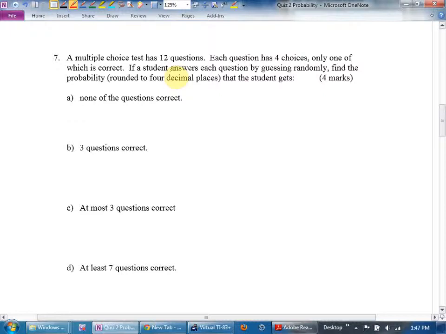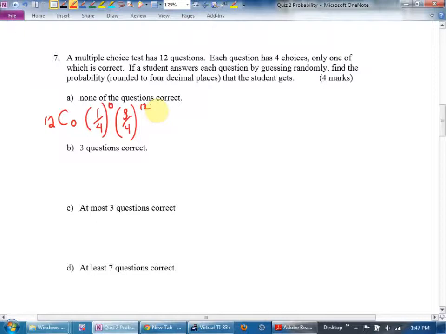What are the odds that a student gets none of the questions correct? Now, I'm going to do this both the long way and the short way. The long way was from 12 questions, choose none correct. The odds of getting it correct are 1 in 4, none. The odds of getting it wrong are 3 in 4, 12 of those. And you can totally do it that way.